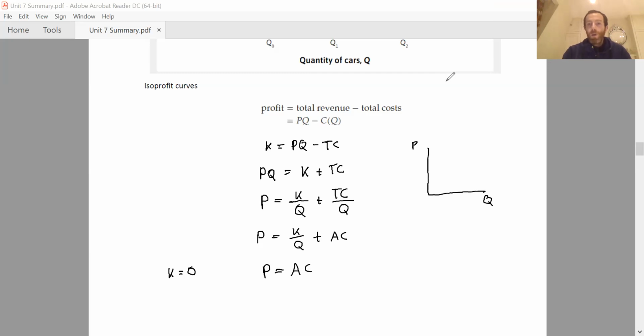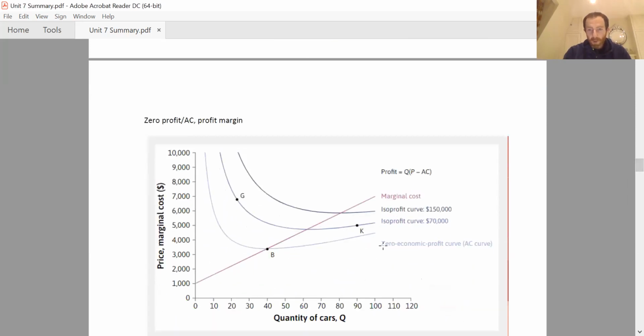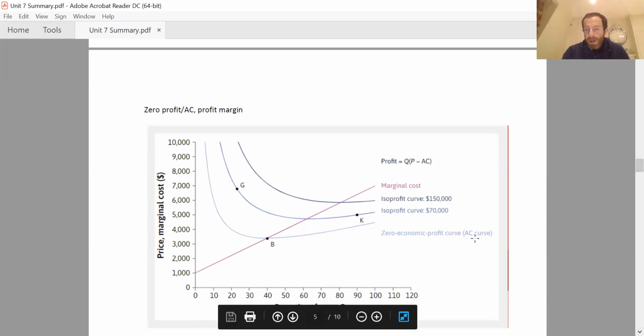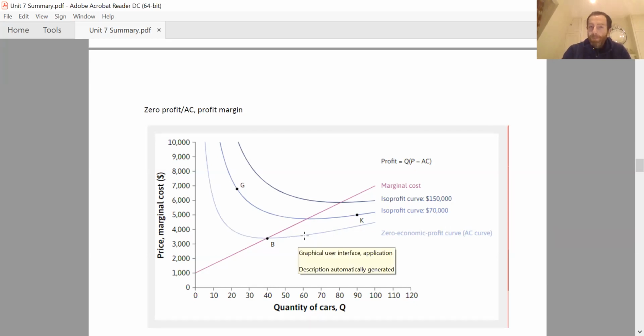So let me go back down to the diagram, and you'll see that if we look at what's called the 0 economic profit curve, the ISO profit curve where K is equal to 0, in brackets it says AC curve, and I've just shown you why that's the case. And then another connection here: the marginal cost curve that's been plotted is going through this point B, which we know has to be the minimum of this average cost curve, right?